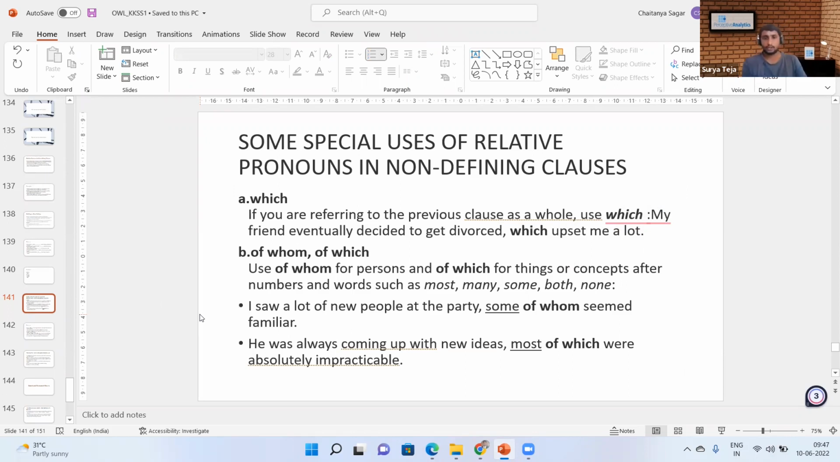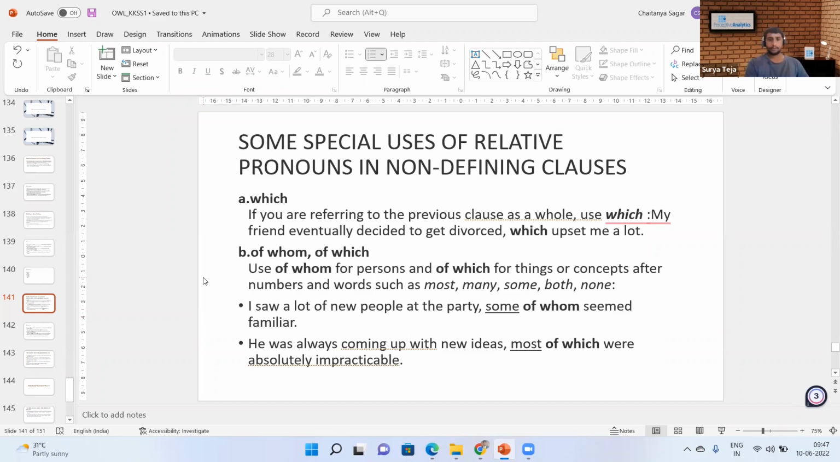So whenever we are talking about persons, we use whom. Just like in the previous sentence, we said who and which. Whenever you are talking about people, we use who. Whenever you are talking about things, we use which. So who and whom, there will be some differences that depend upon the sentence we are talking about. Let's see some examples here.